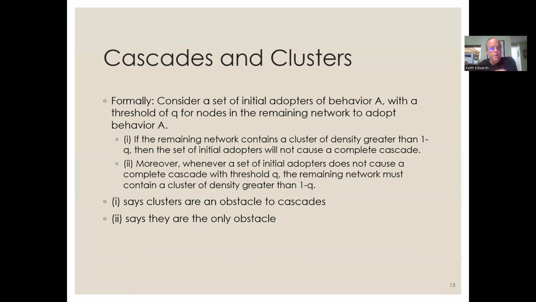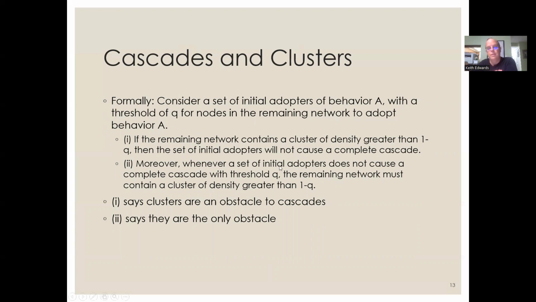So formally, we can consider a set of initial adopters of behavior A with a threshold of Q for nodes in the remaining network to adopt behavior A. If the remaining network contains a cluster of density greater than 1 minus Q, the initial set of adopters will not cause a complete cascade. That is, clusters are an obstacle to cascades.